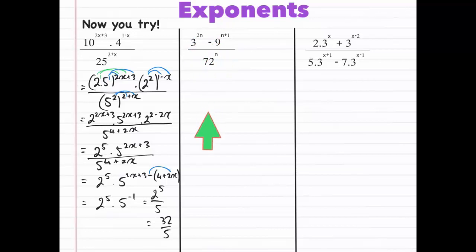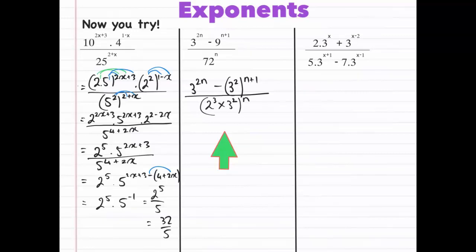But if I take that 9 and I rewrite it as 3 to the power of 2, put it in brackets n plus 1. See, I just rewrote the 9 as a product of its prime factors. And then at the bottom, I'm going to rewrite that 72, which is such a big number, as a product of its prime factors. So that will be equal to 2 to the power of 3 times 3 to the power of 2 in brackets to the power of n. Don't forget that basically 72 is 8 times 9, and that is how I got the product of prime factors.